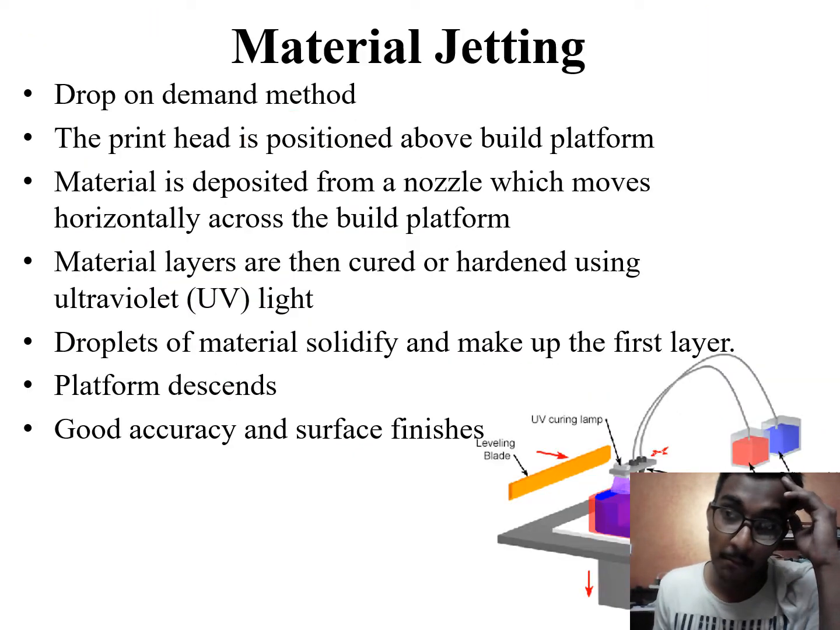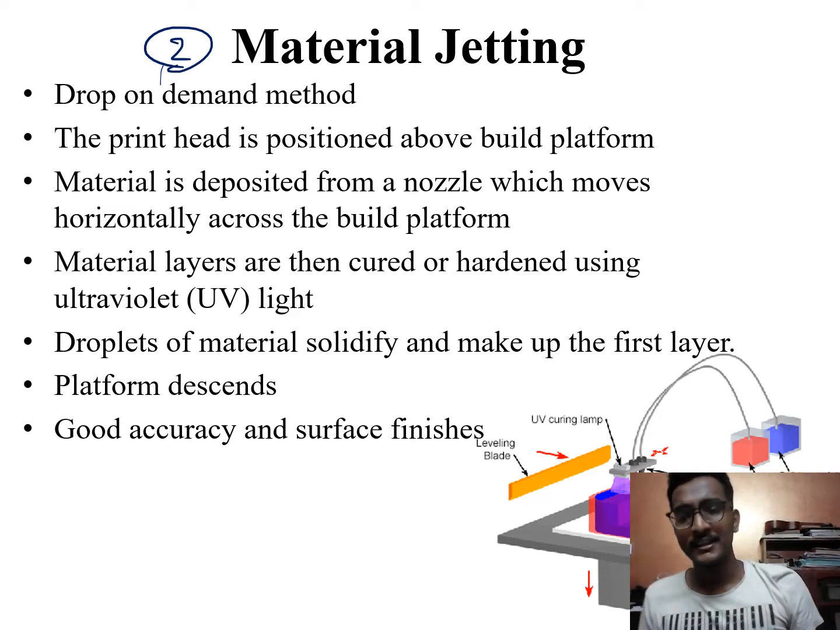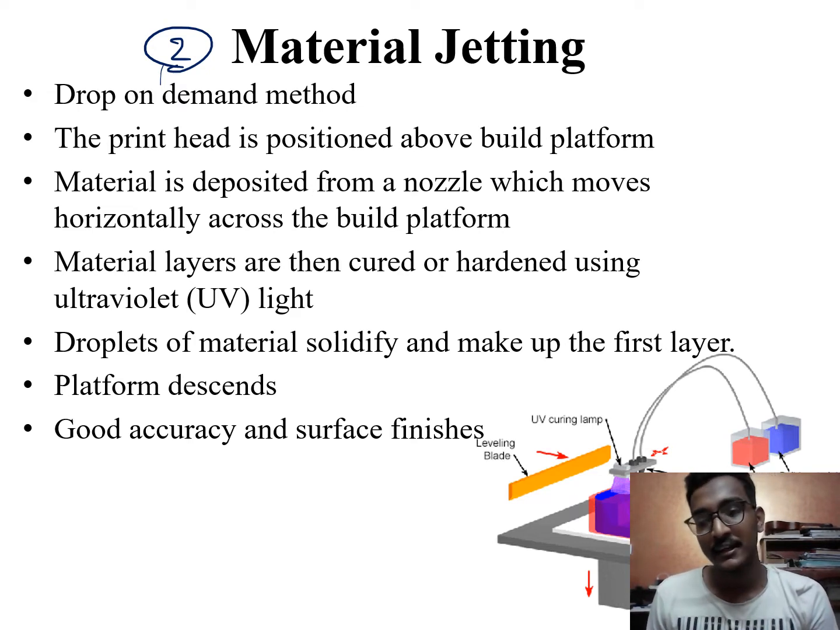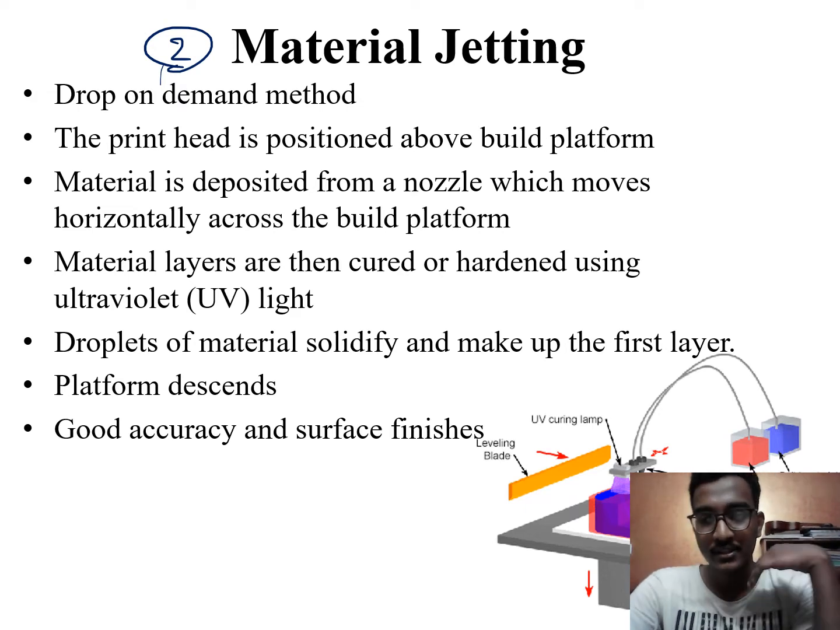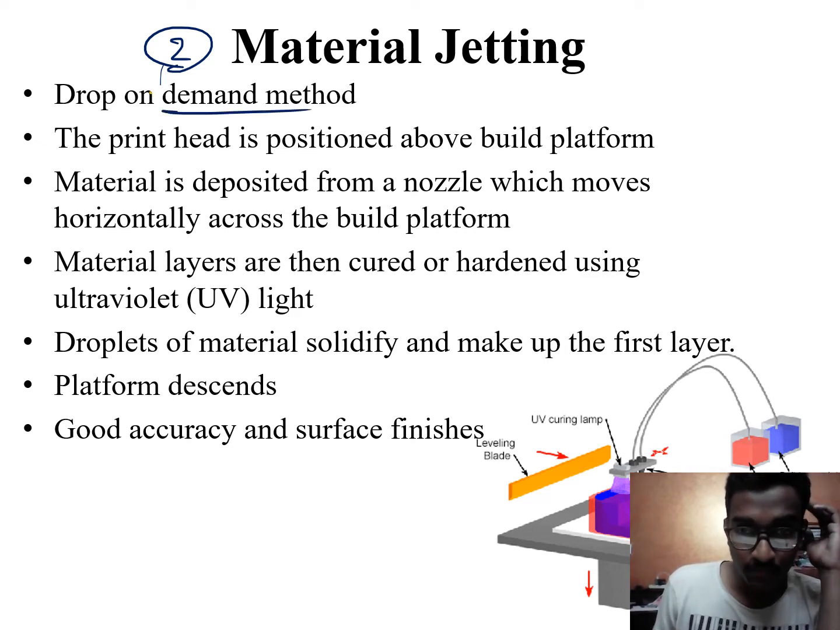And the second thing is material jetting. So what is material jetting? The basic thing here in material jetting is that it's all about the drop on demand method. So what is this drop on demand method? The name indicates how the drop on demand method works. We'll be seeing it, and also how the print head is positioned above the build platform.